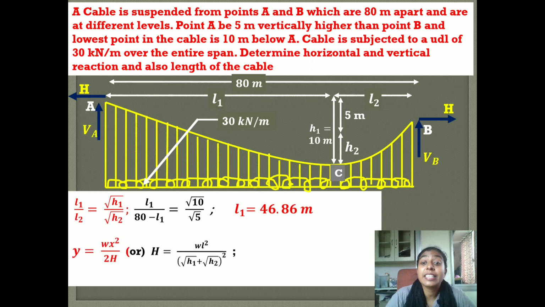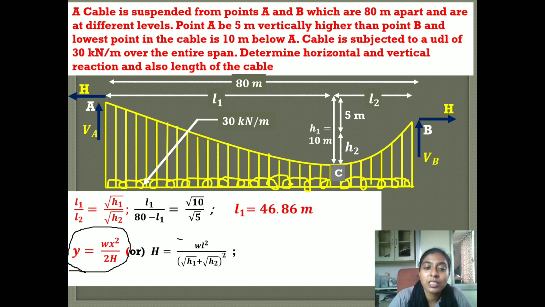Now our next step is to find H, that is the horizontal thrust. For finding horizontal thrust, you can use any one of these formulas. y is equal to wx square by 2h is the equation of the cable, that is, the equation of the parabolic cable, the shape of the cable.